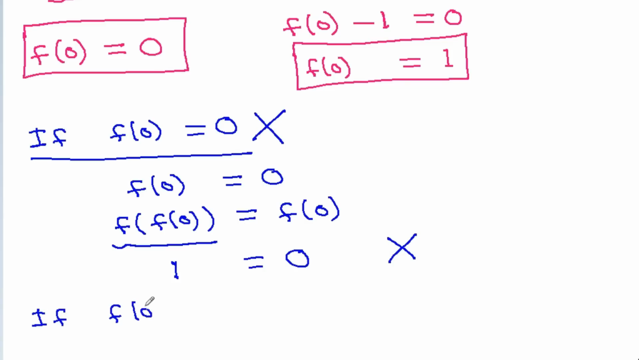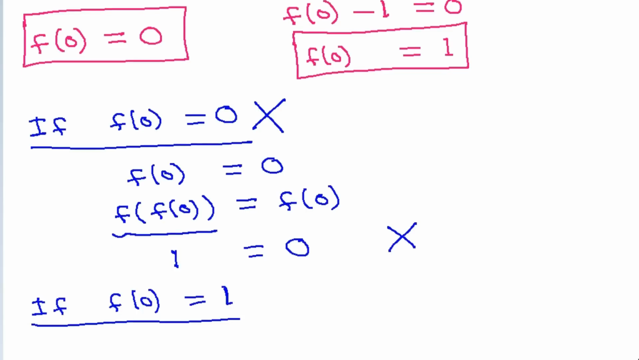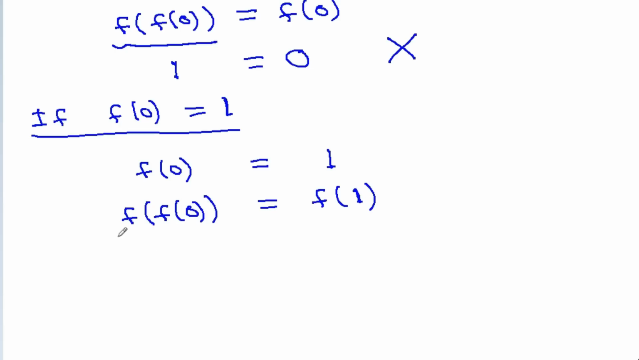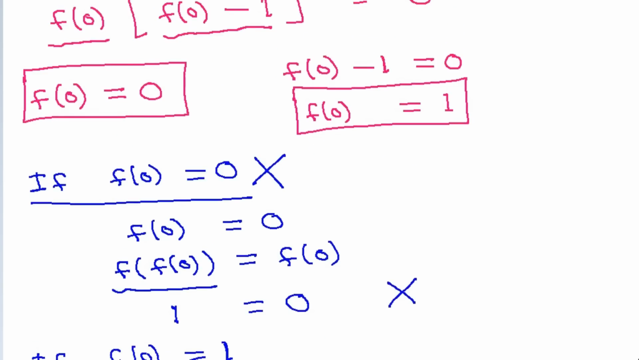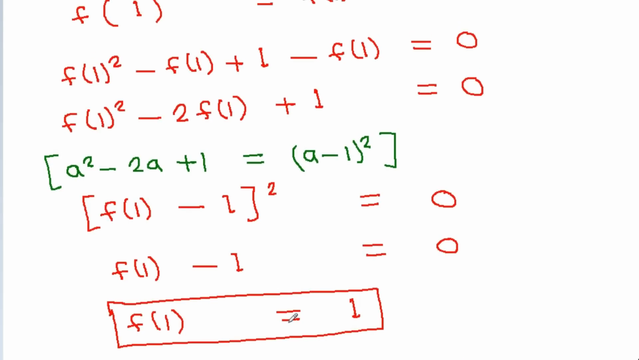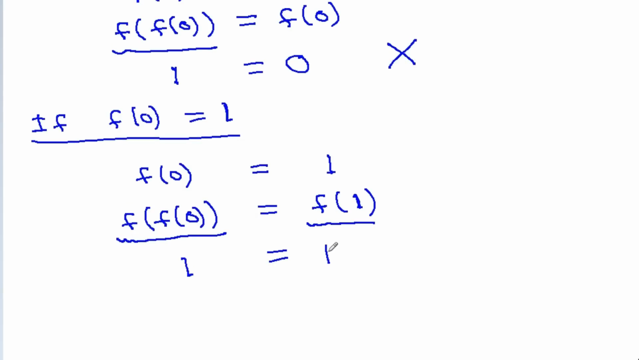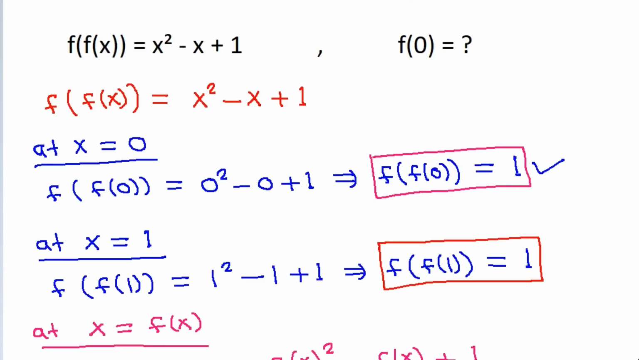And if f(0) is equal to 1, then we have f(0) is equal to 1. And if we take another function f on both sides, then f of f(0) will be equal to f of 1. And f of f(0) is equal to 1, which is equal to f(1), and f(1) is equal to 1. So 1 is equal to 1 is true. That means f(0) will be equal to 1.